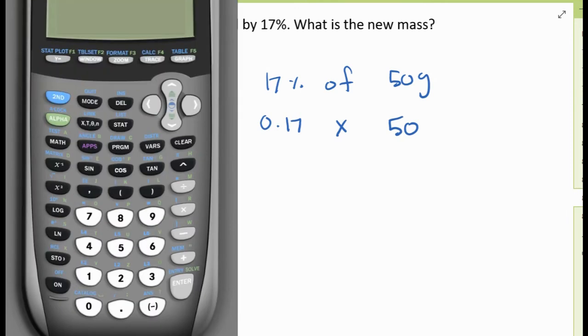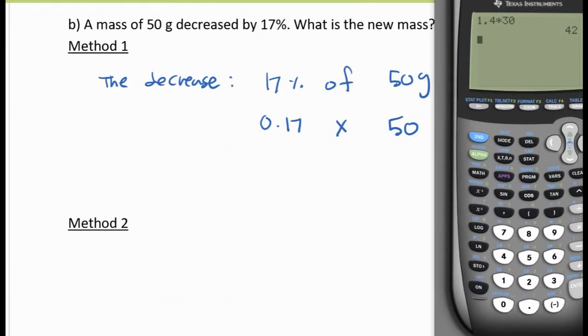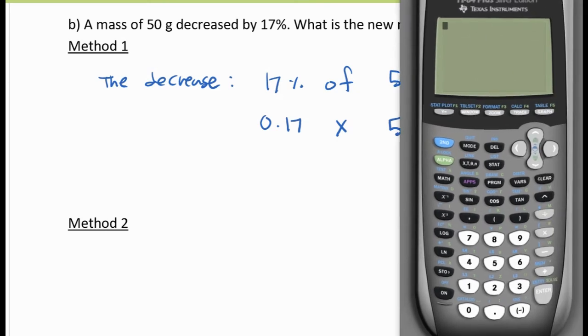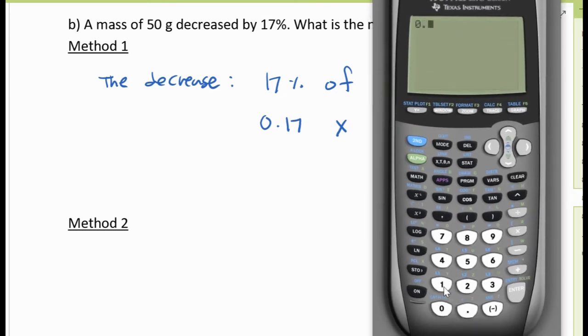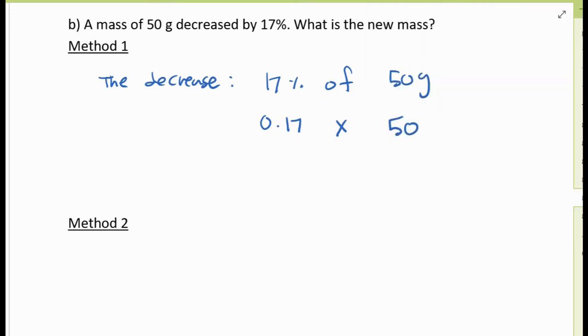So let's use your calculator to find the answer. 0.17 times 50. So that is 8.5. So the decrease is 8.5. And the new mass. So this is decreasing. The original mass is 50 grams. If it is decrease, would you add or would you subtract?